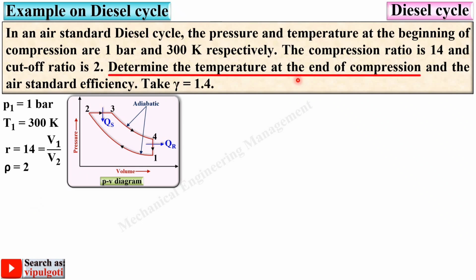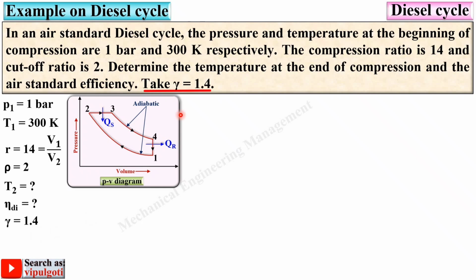Next, determine the temperature at the end of the compression. So here you can see this is the compression process, and at the end of the compression process, means at the state 2, T2 is equal to question mark, and the air standard efficiency. So here the air standard efficiency for the diesel cycle, eta diesel, is equal to question mark. Take gamma is equal to 1.4. Again my dear friend, if the gamma is not given to you in the examination, then you can assume gamma is equal to 1.4 because this is the air standard diesel cycle.